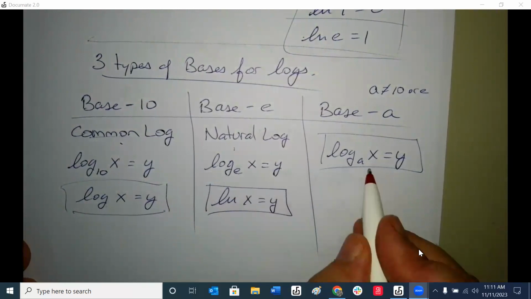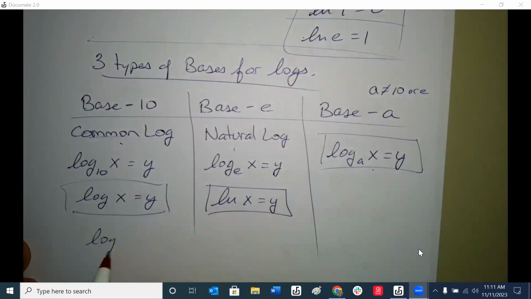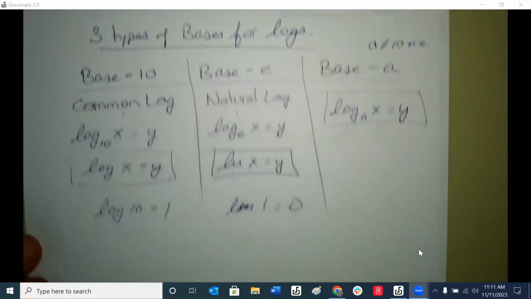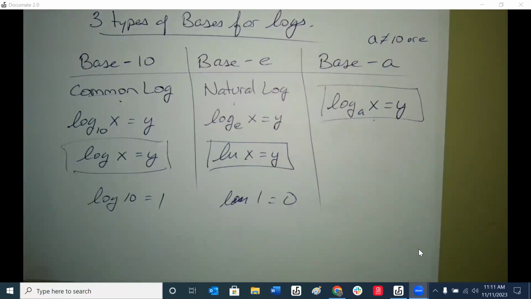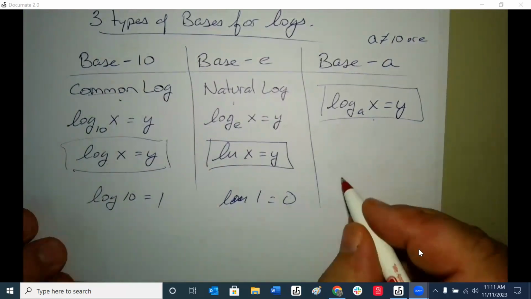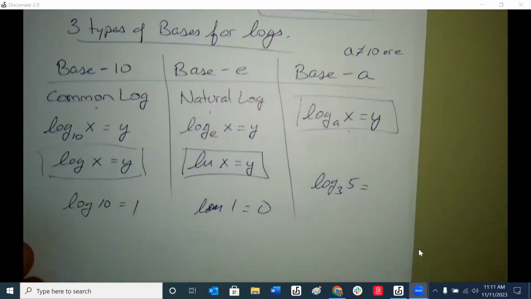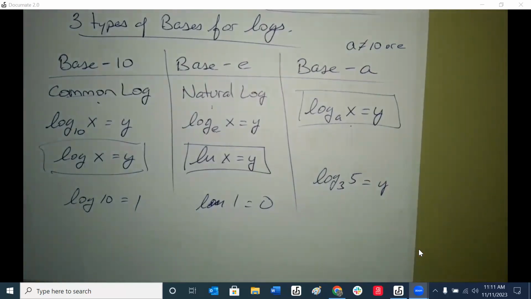So the question you should have: if I gave you log of 10, you get 1. Put it in a calculator, you'll get that. Same thing with ln of 1, you get 0. Again, you can type that in your calculator, and that's what you get. But what if I asked you to do log base 3 of 5? What does that equal? There's no key on the calculator to do that for you.